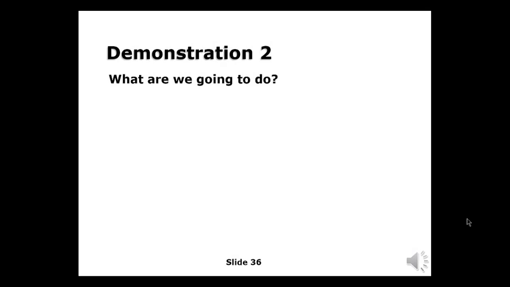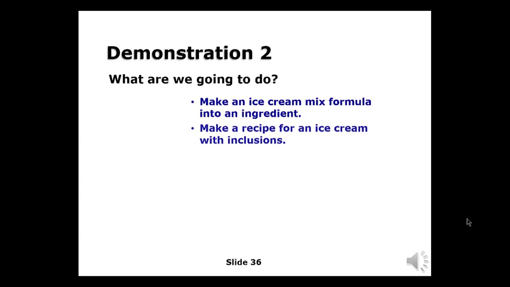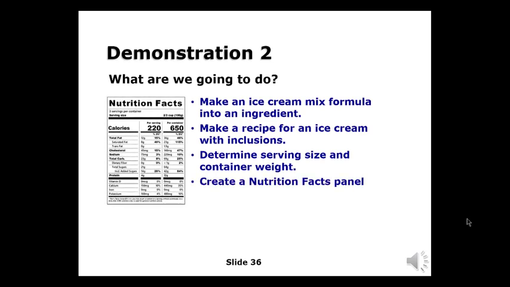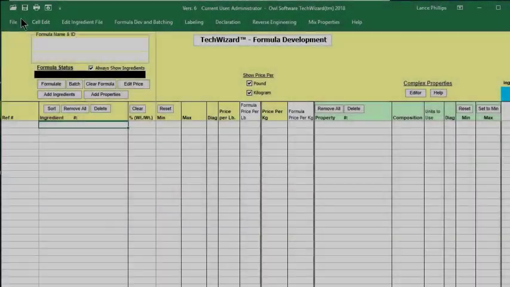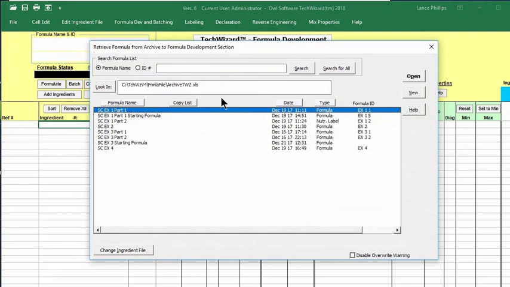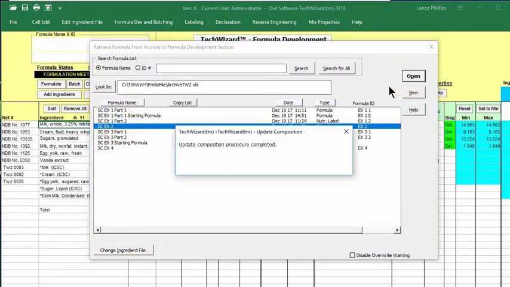In this example, we're going to make an ice cream mix formula into an ingredient, then make a recipe with this ice cream ingredient with inclusions, determine serving size and container weight for the recipe, create a nutrition facts panel, create a restaurant menu report, and create an ingredient statement. First, we're going to retrieve our original ice cream formula and make it into an ingredient.